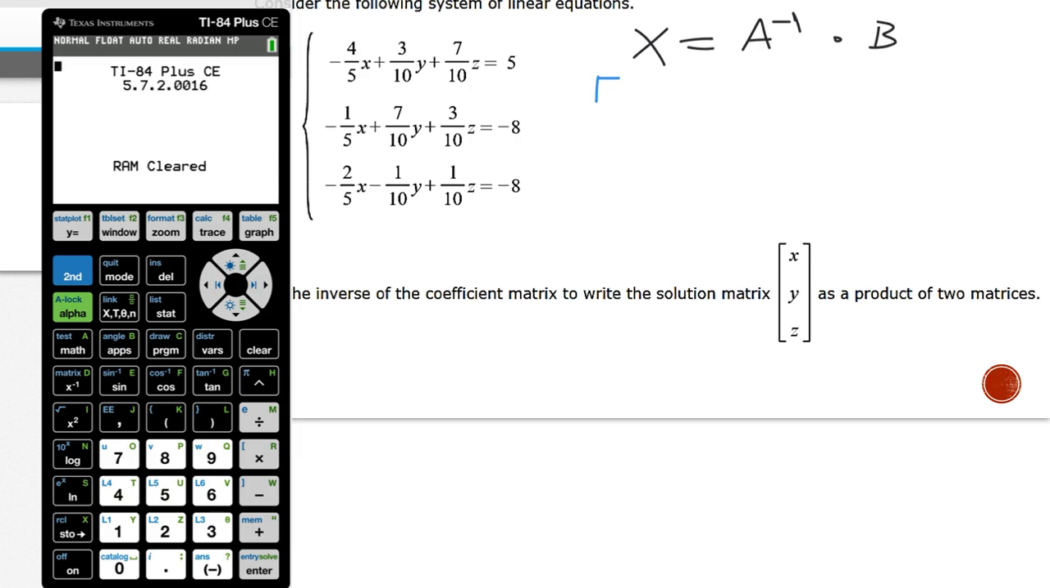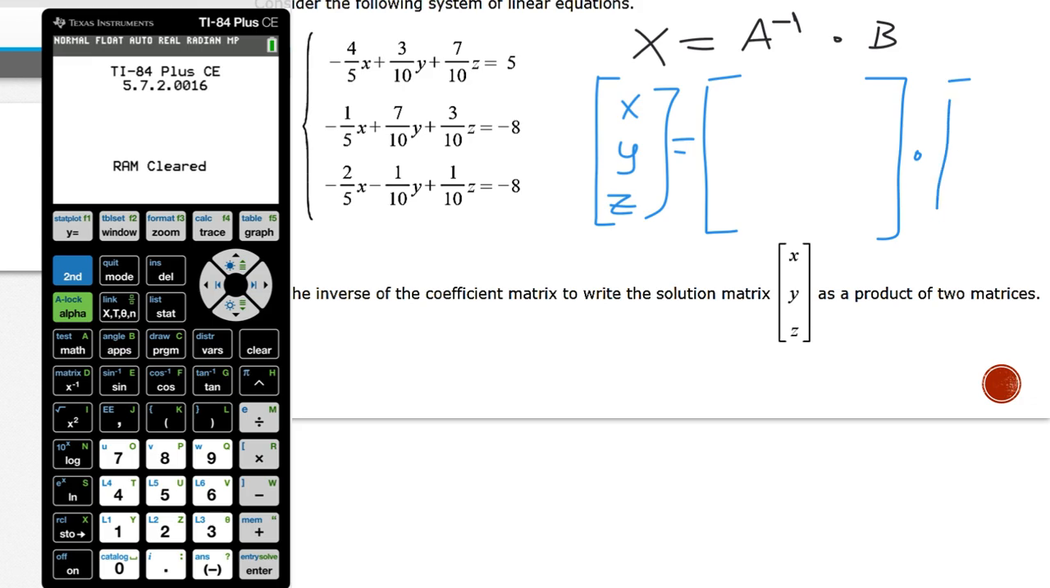So my x is actually x, y, and z this time. And that is equal to whatever A inverse ends up being. So we're going to write A inverse in just a moment. And then we're going to multiply it by our B matrix, which is just 5, -8, -8. And then we will be solving this to get x, y, and z. So let's find that inverse. First off, let's type all of this stuff into the calculator.